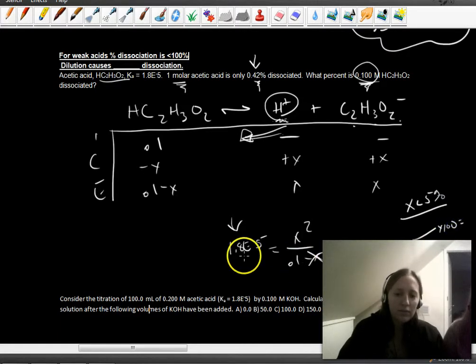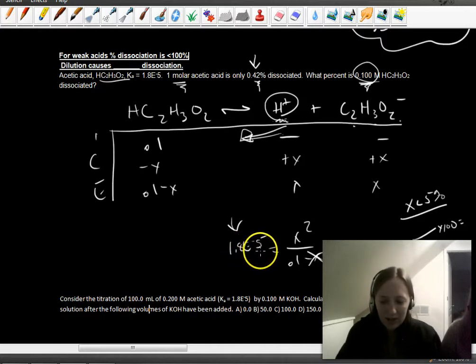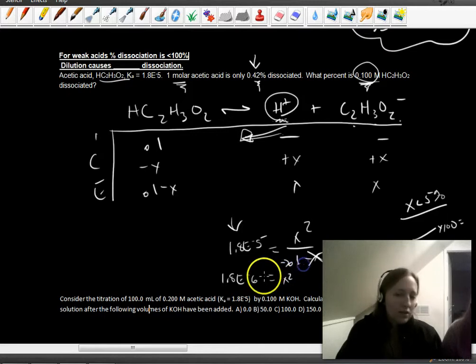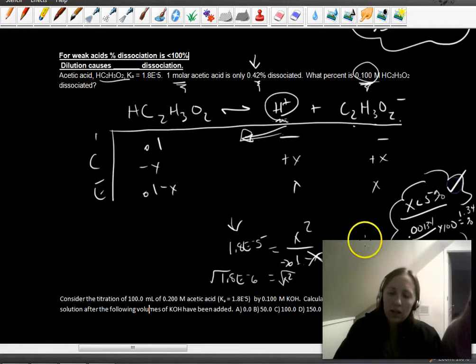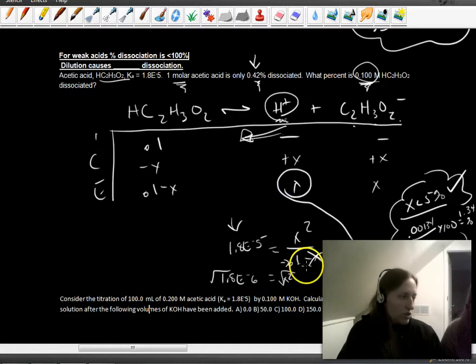We'll find out. That times 0.1 is 1.8 e negative 6, by the way. And then you square root it. So 1.8 e negative 6 equals x squared, because this is 1 decimal off. And so that's 1 decimal off as well. So square root, and your x ends up being 0.00134, which we stick in our checking doohickey, and we find out that x was only 1.34%, so we're good. Check. And so x is 0.00134. That is our H plus concentration.